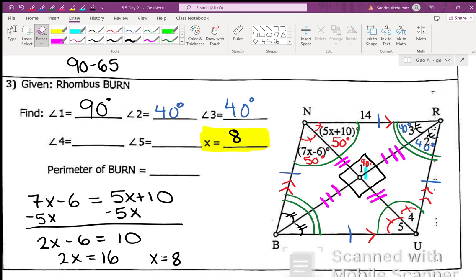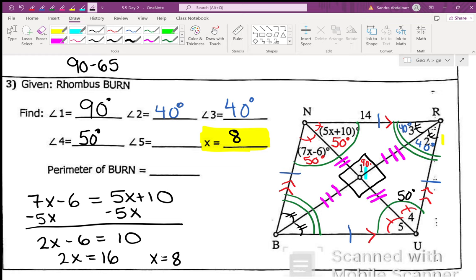A Z, excellent. You could have found angle 4 by this Z. Do you see that yellow Z? If the arms are parallel, the angles in the armpits are congruent, so angle 4 and 50 have to be congruent. So angle 4 is 50 degrees.